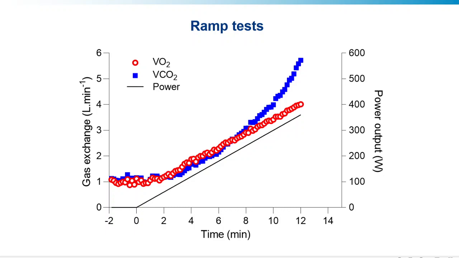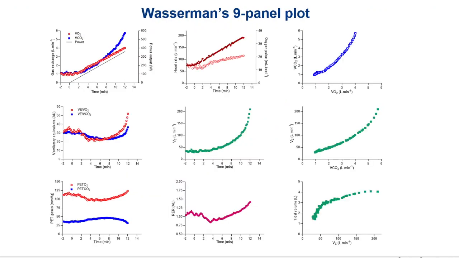And that's obviously been taken to its ultimate conclusion with Wasserman's 9-panel plot, because what we have here are a bunch of plots that can be used to diagnose and understand exercise limiting conditions. And there's a whole series of flowcharts by which you would establish and understand what the underlying pathology of exercise limitation is. So we have the VO2 VCO2 panel here.